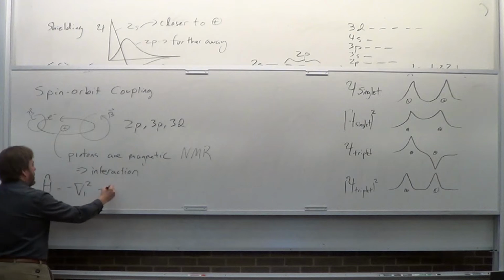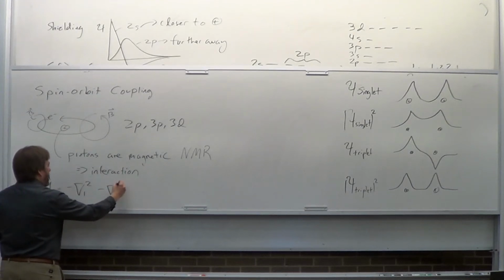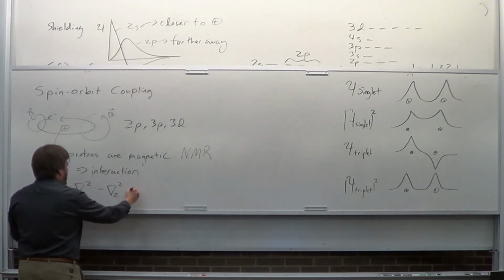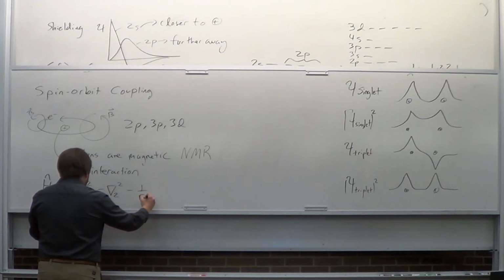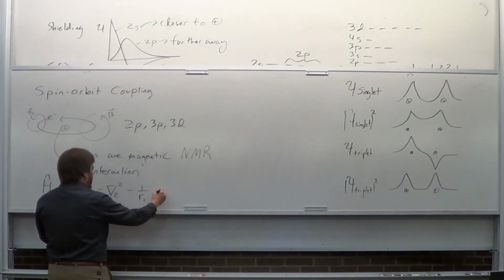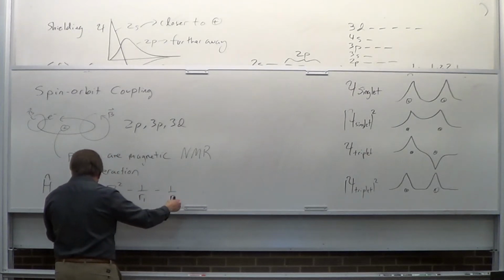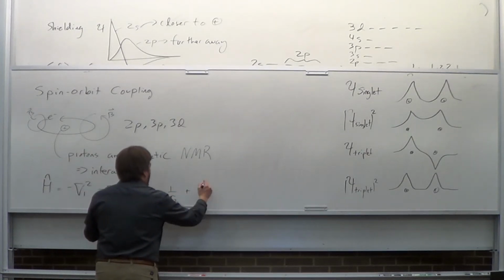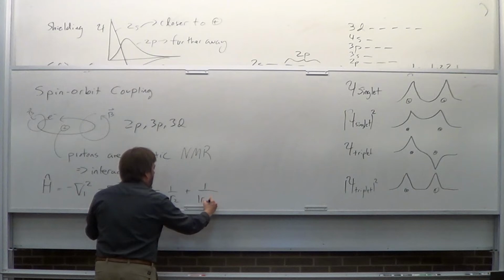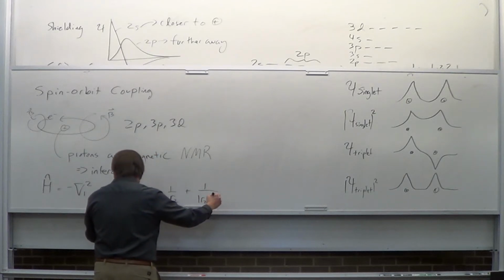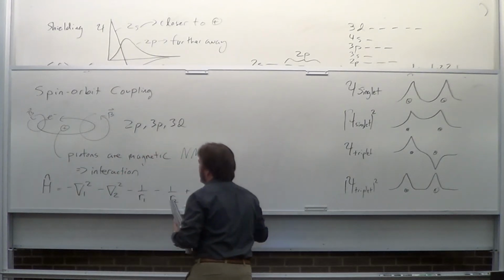Okay, so I've got kinetic energy for the first electron, kinetic energy for the second electron. I've got Coulomb for the proton, first electron, second electron. I'm just getting rid of all the constants. The interaction of the two electrons. And then I've got the spin orbit part.